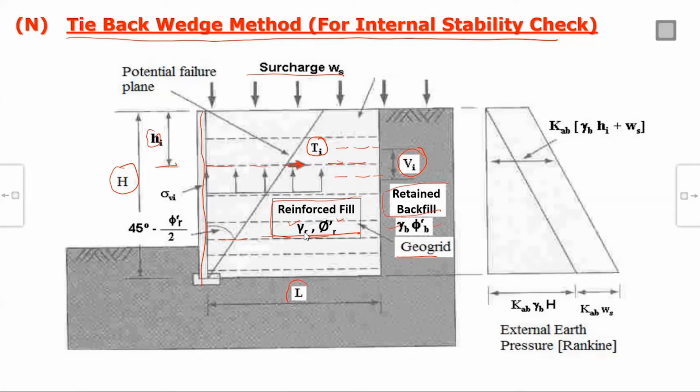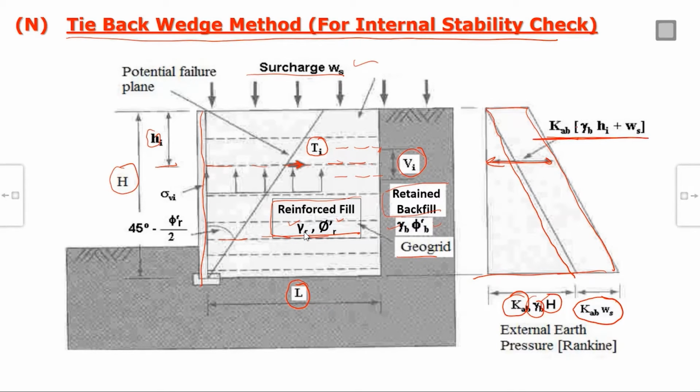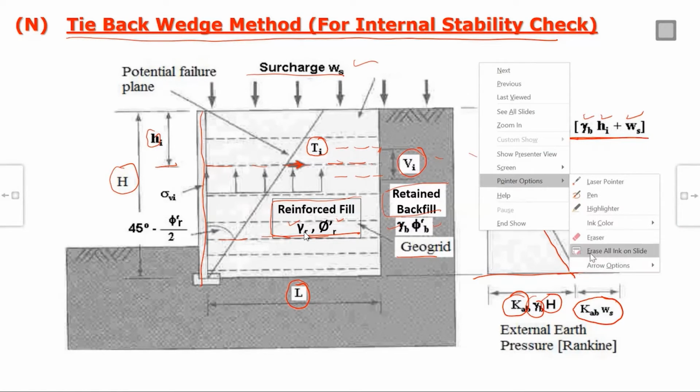L is the length of the reinforced zone or reinforced block, and behind this, the earth pressure acts. One is the active earth pressure due to the backfill, which will be KAB times gamma B into H, and the other is due to the surcharge, which, because it is rectangular, will be KAB times WS. So at any level HI, the active earth pressure is KAB times (gamma B HI plus WS). Simple equations of earth pressure, nothing different.